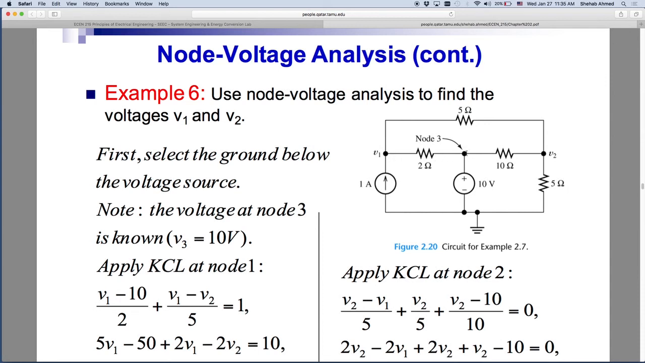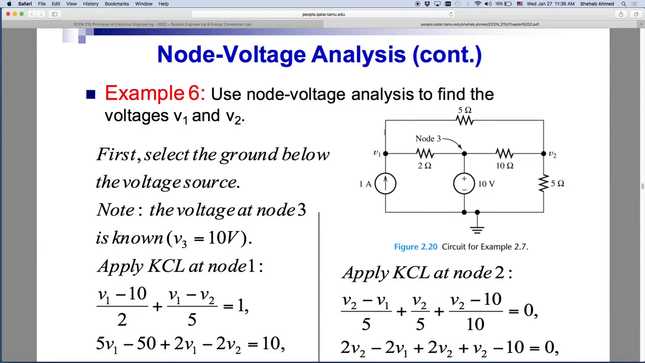V1 minus this node's voltage. This node's voltage happens to be 10 in this case. So it's V1 minus 10 volts divided by this 2 ohm is equal to the current coming out of this V1 node going into this 2 ohm resistor. How about here? The current, I assume, is also coming out of this node into the 5 ohm resistor. So what is the value of that current?